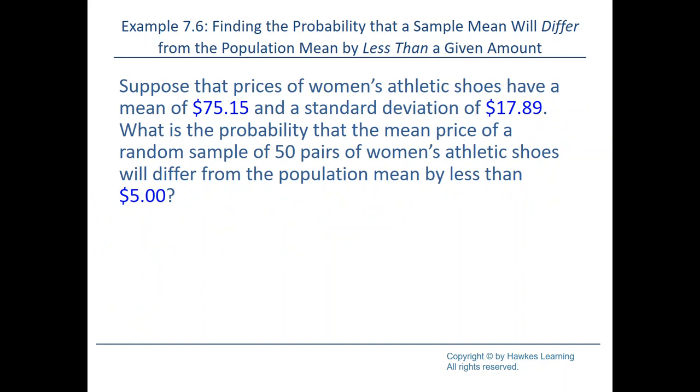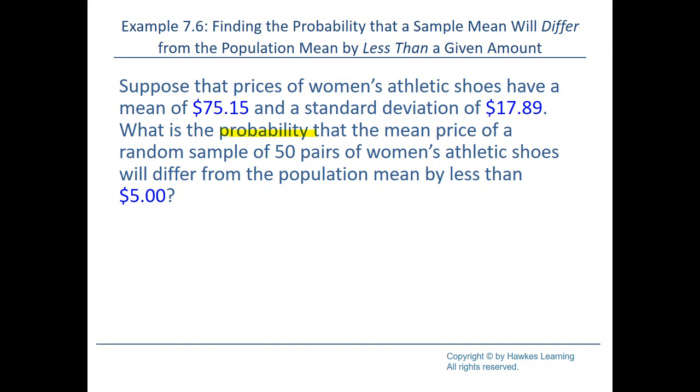So suppose that the prices of women's athletic shoes have a mean of $75.15 and a standard deviation of $17.89. What is the probability that the mean price of a random sample of 50 pairs of women's athletic shoes will differ from the population mean by less than $5? Okay, what is the probability?